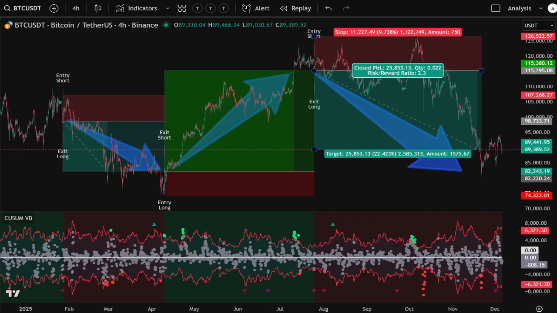If you want a faster and more objective way to detect volatility regime change, give the CUSUM Volatility Breakout Indicator a try.